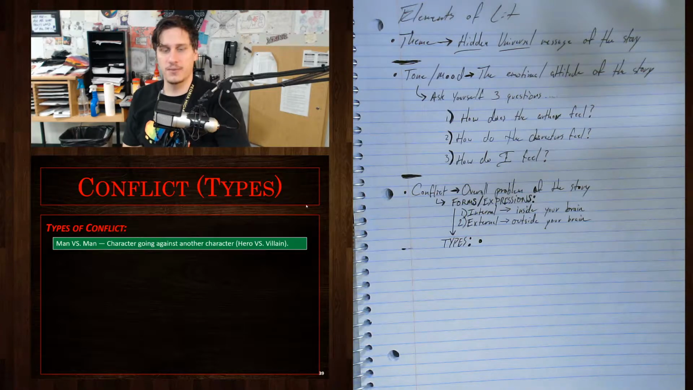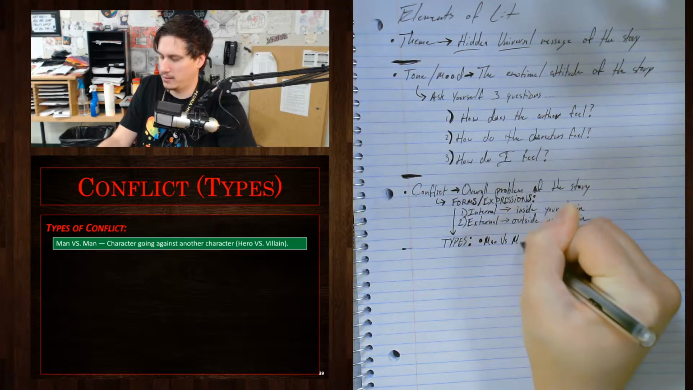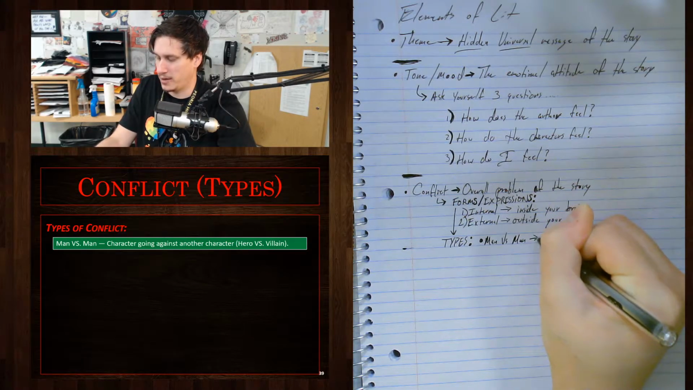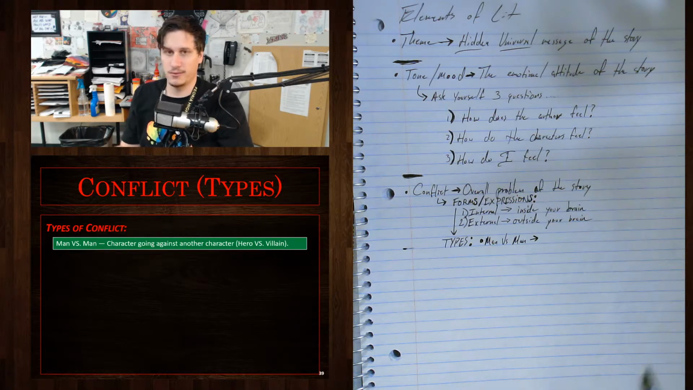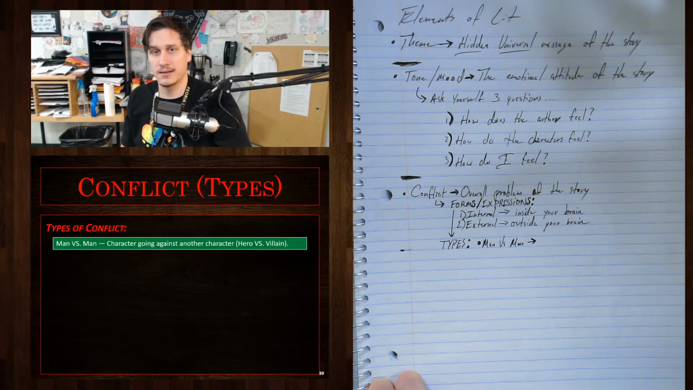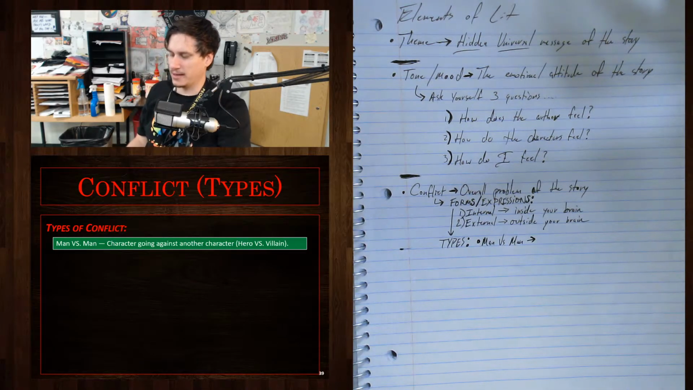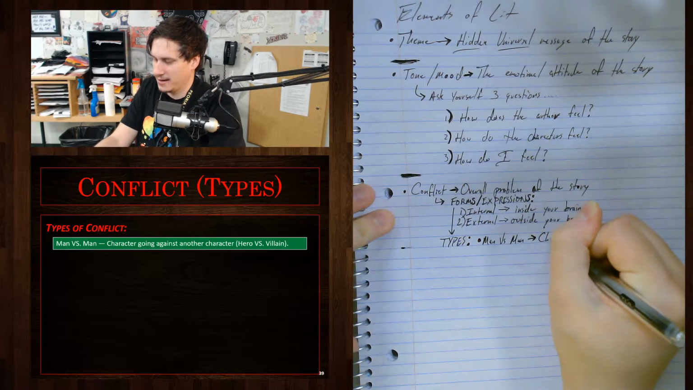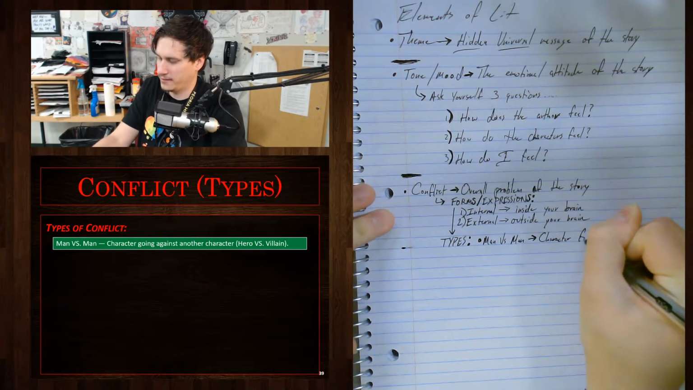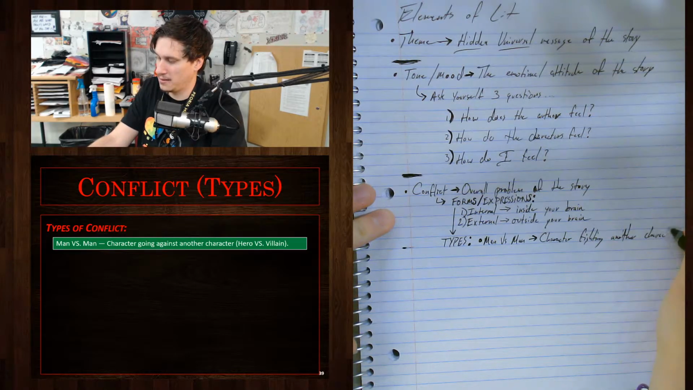Okay, first type of conflict is man versus man. So I'm going to say man versus man. What is man versus man? By the way, I would recommend writing descriptions for all of these. There are some students that decide not to write the descriptions, and then they don't know what these things are. So, don't be that person. Man versus man. This is when you have a character fighting another character. That's it. Which is basically most stories.